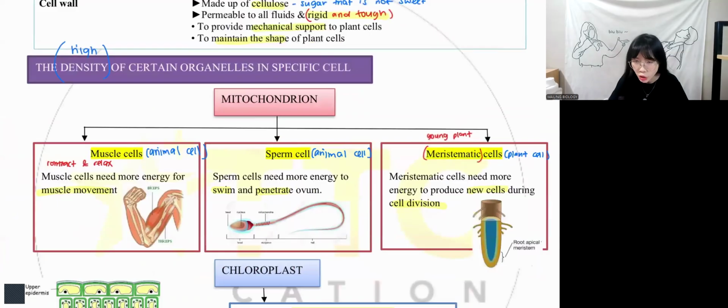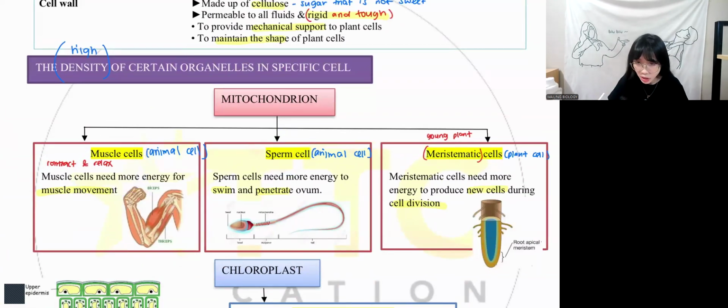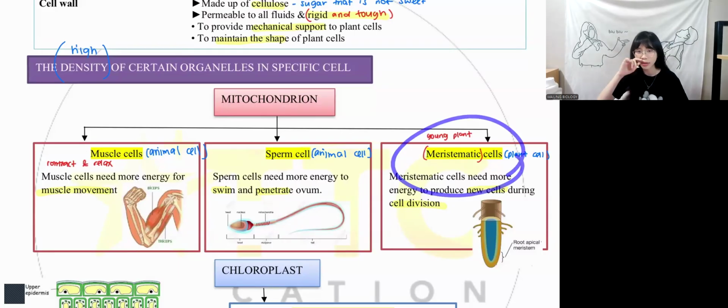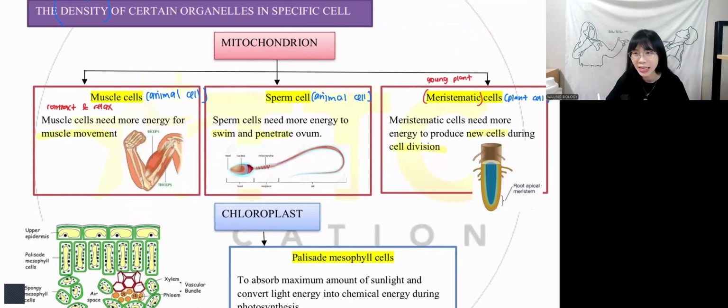So if the question wants you to write which animal cell has a lot of mitochondria, you have to write sperm cell or muscle cell. Which plant cell has a lot of mitochondria? You have to write meristematic cell. It's just a careless mistake that people usually make. It's not like you don't know, just that it's a careless mistake.